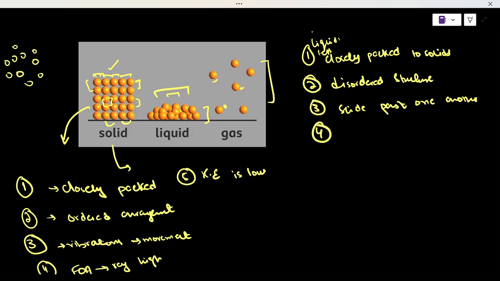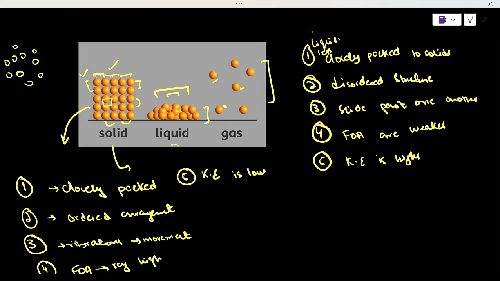The fourth point is their forces of attraction. When the particles are close, the forces of attraction are very high, just like in solids. But when the particles are disordered like this, they are a bit far apart, which means the forces of attraction are weaker compared to solids. The next thing you can mention is the kinetic energy. The kinetic energy is going to be higher because the movement of particles in liquids is more. That's your five points about liquids as well.